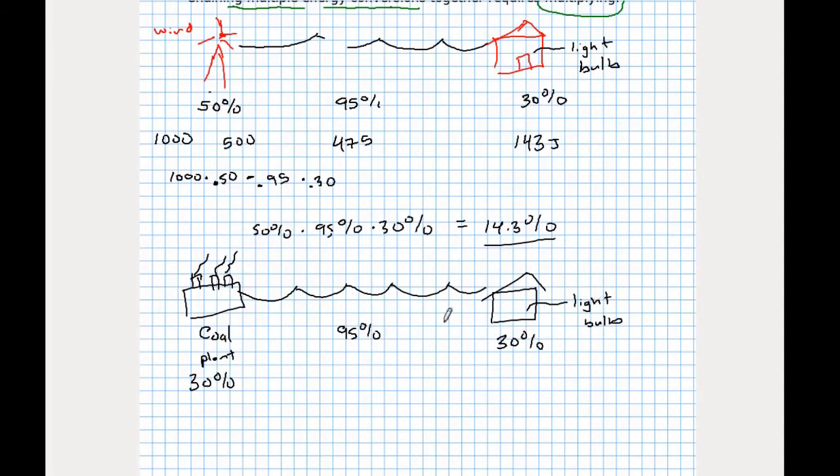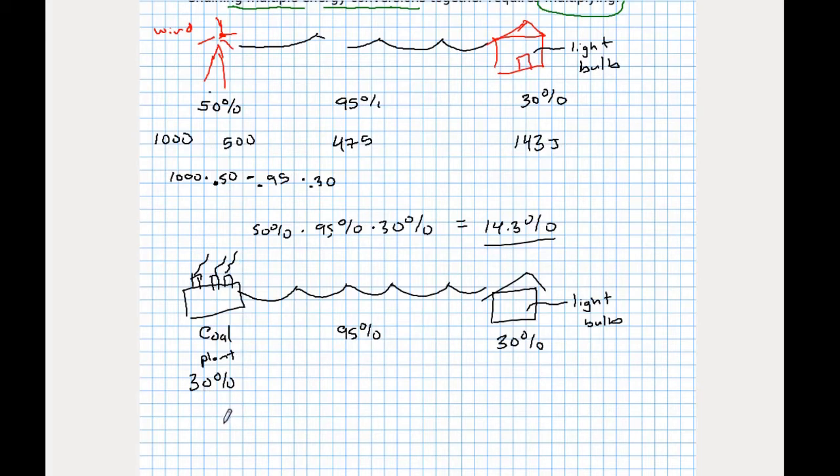Now, right off the bat, you might say, well, why does anybody use coal plants? Well, it's because there's lots of coal, and they're, in some sense, relatively easy to build. And there's a number of trade-offs that one has to consider in thinking about different energy sources. So coal plants are less efficient, but there's other reasons that people use them.